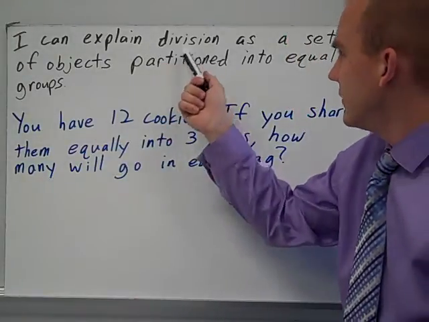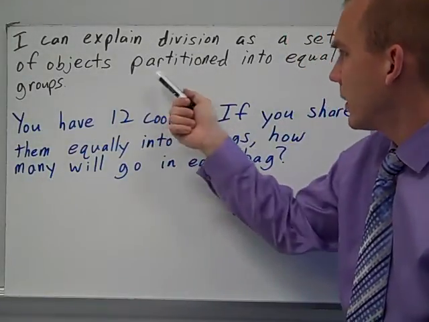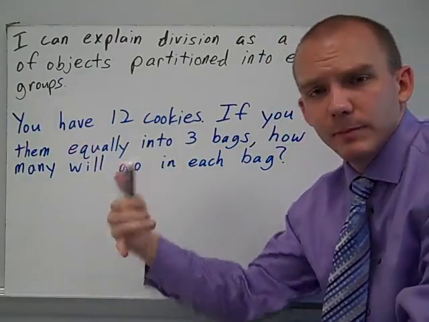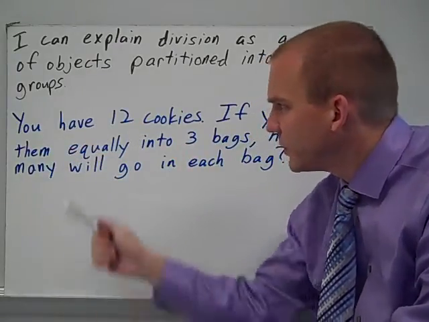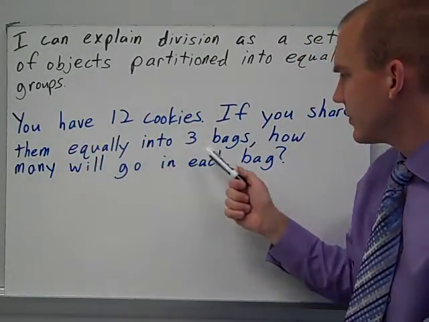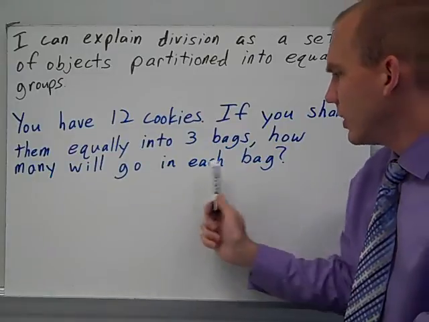I can explain division as a set of objects partitioned into equal groups. Let's take a look at an example here. You have 12 cookies. If you share them equally into 3 bags, how many will go in each bag?